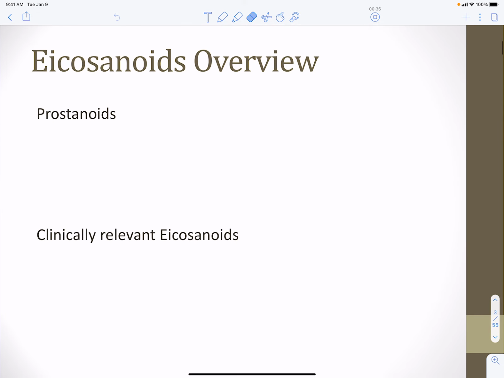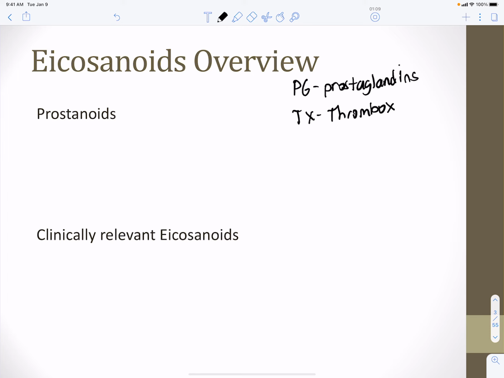Just as a general overview, our icosanoids are going to have certain names. We're going to have our prostaglandins, which is our PG series. Prostaglandins were first identified in the prostate gland, and that's where they got their name. And then we have our thromboxins, our TX series. These were originally identified in platelets.